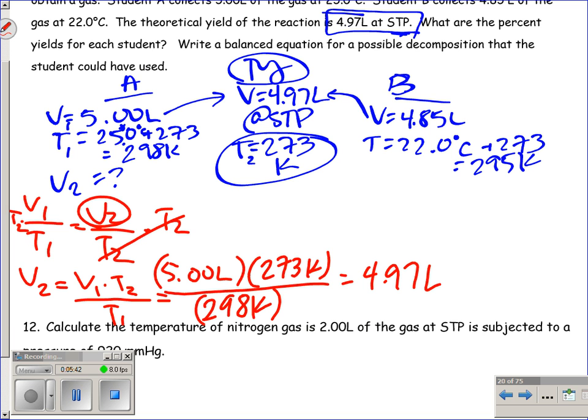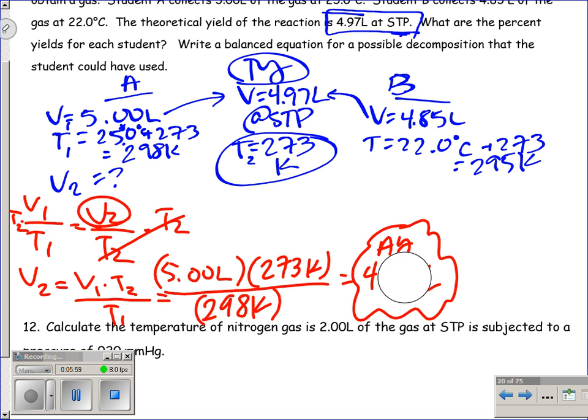4.97 liters. So what we just found was the actual yield of student A, AY, actual yield. Because the theoretical yield was 4, no, is that right? No, that's not right. 4.58. My calculator was off. That's why I like to have multiple calculators going on. You got the actual, okay.